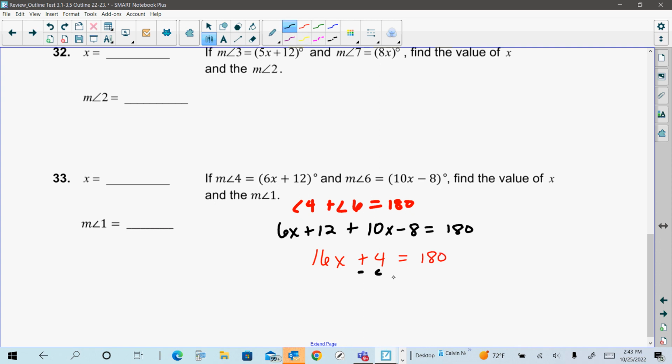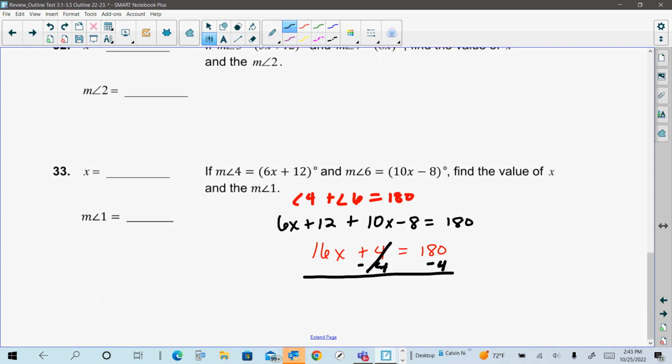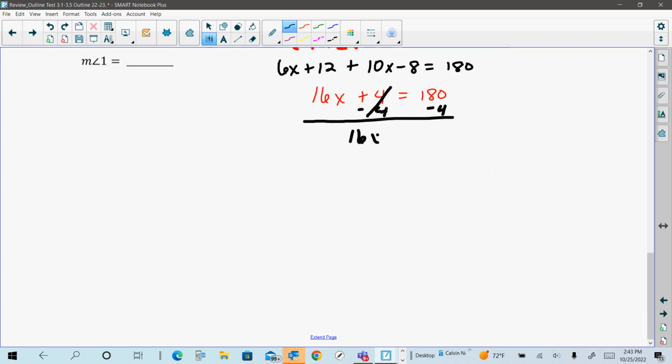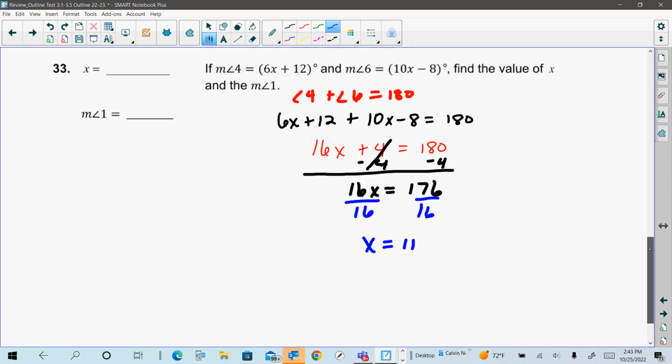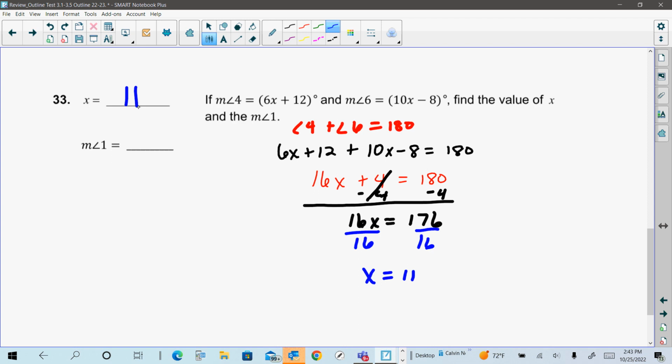We're going to subtract the 4 from both sides to isolate the 16x term. So this really becomes 16x equals 176. And then we just need to divide it by 16. And so our x is 11, which is the first thing they're asking us to find. They also want us to find the measure of angle 1.